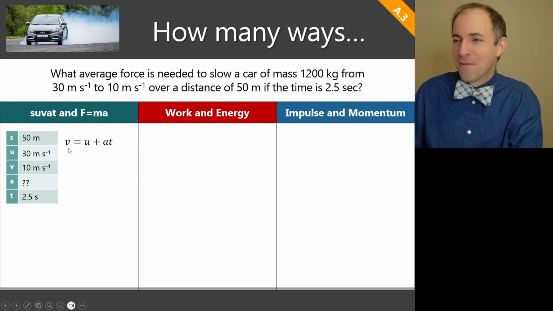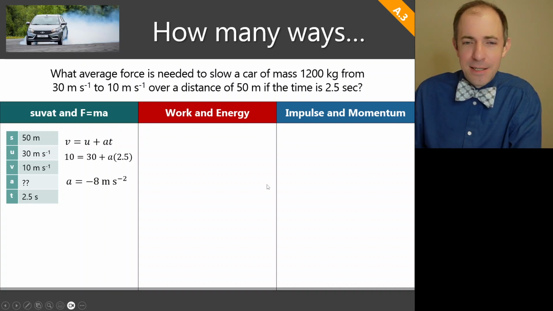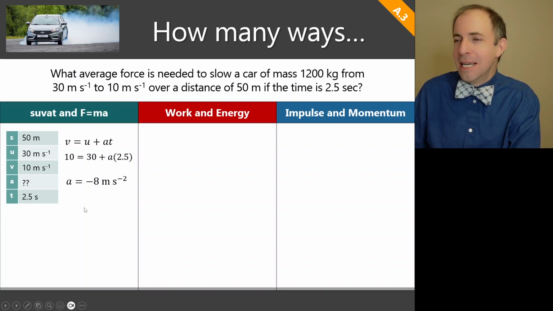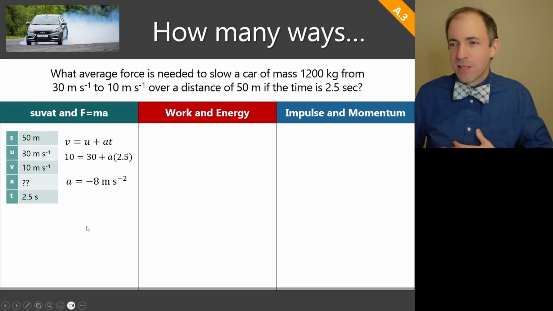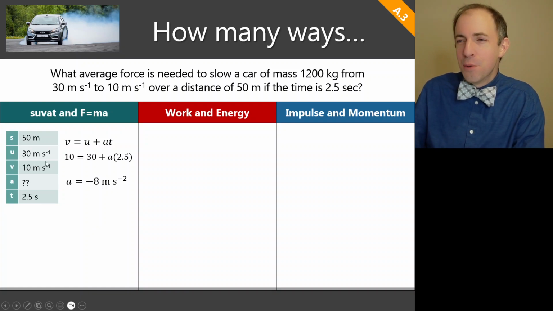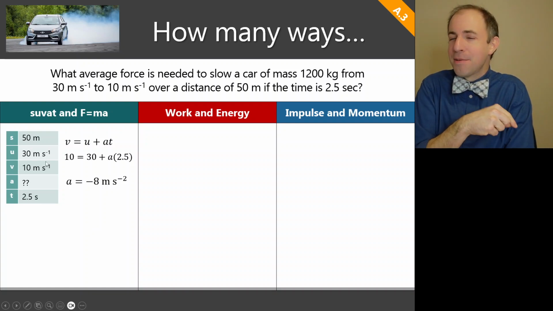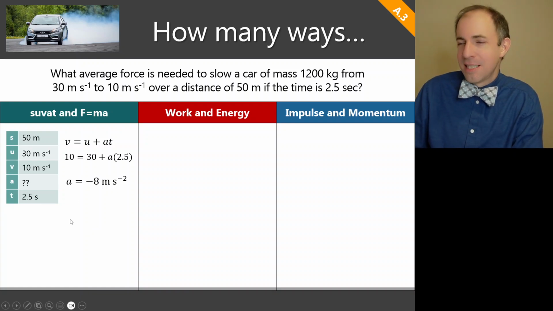I like this one: v equals u plus at. Plugging in my 10, 30, and 2.5, I get that a is negative 8 meters per second squared. It's negative in this case because we are slowing down, and the acceleration is in the opposite direction of the velocity, causing that slowdown.